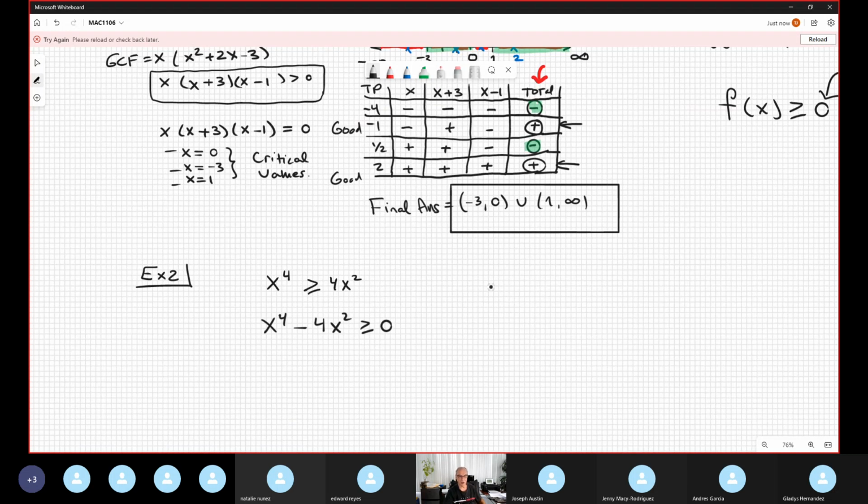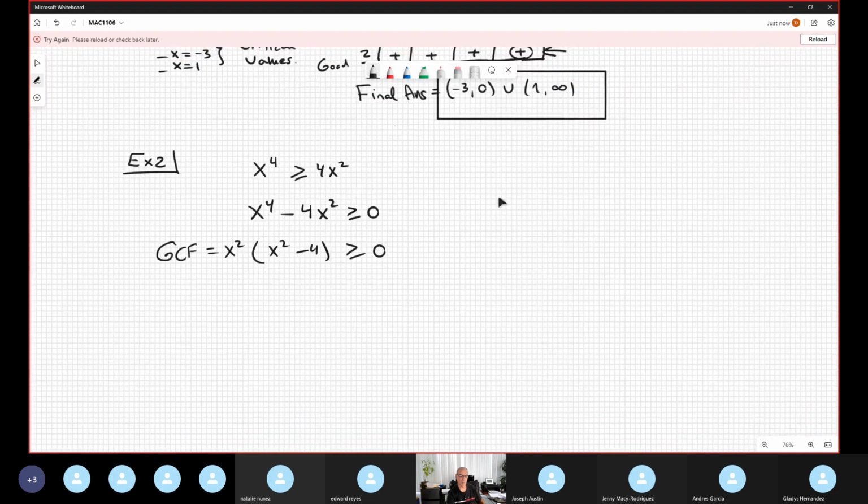Now, I am focusing on the expression on the left, and I apply factorization. The greatest common factor is x squared. You have x squared times x squared minus 4. Cool. Now am I finished? No, because I see here a difference of squares, x plus or minus 2. And this is my new inequality.